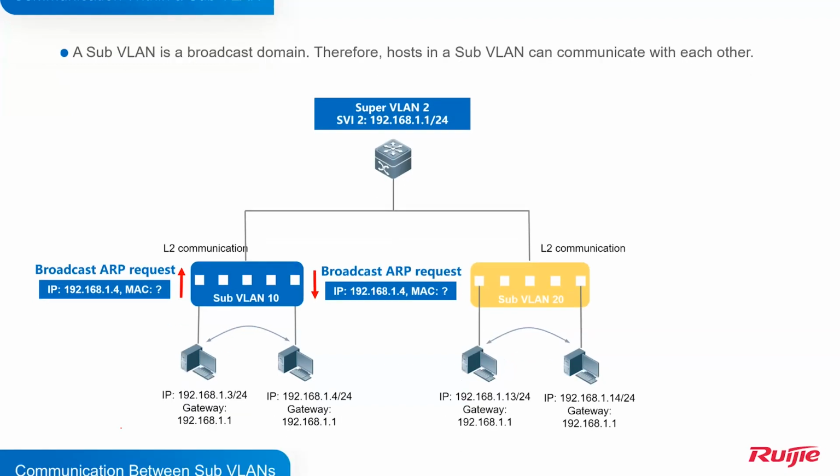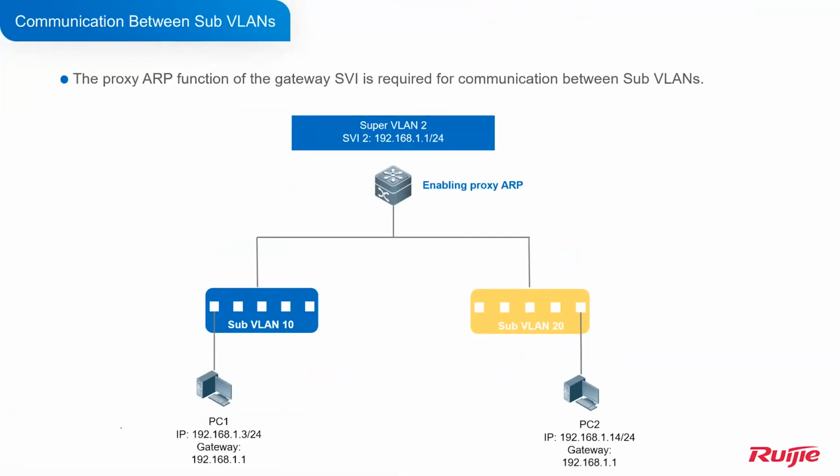And next, let's see the communication between sub-VLANs. For example, here, the communication between PC1 and PC2. Since PC1 and PC2 are in two different sub-VLANs, it indicates that they are in two different broadcast domains.